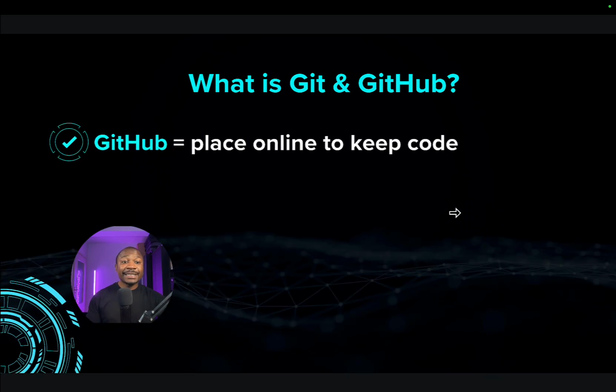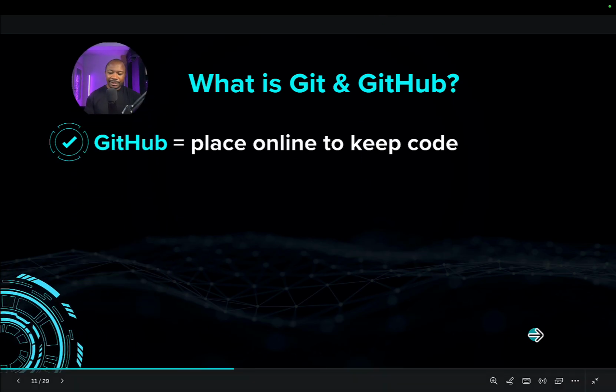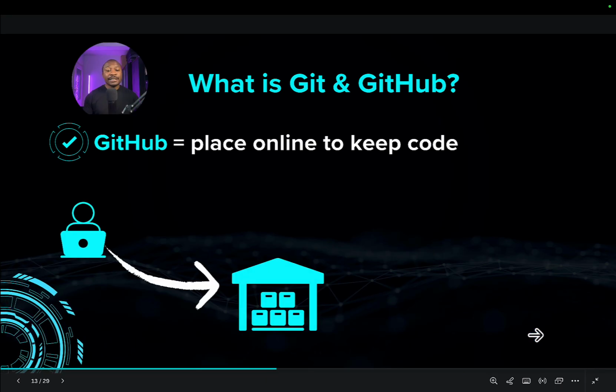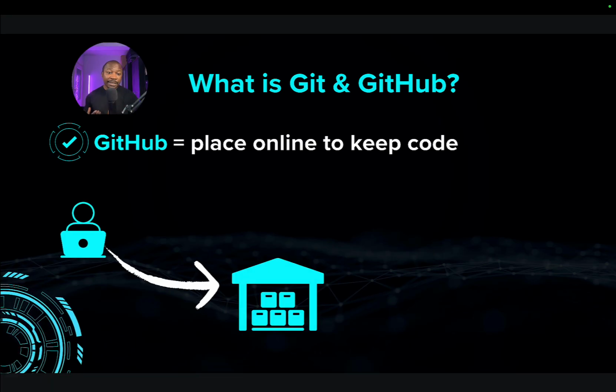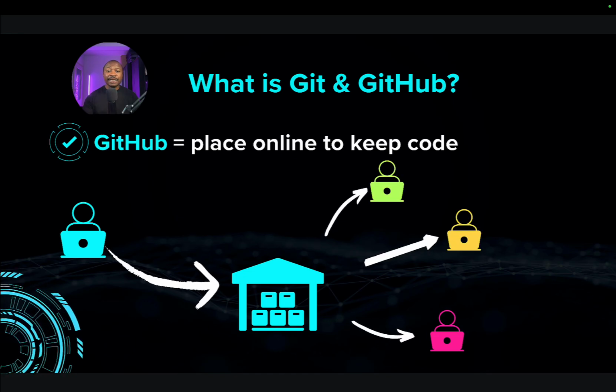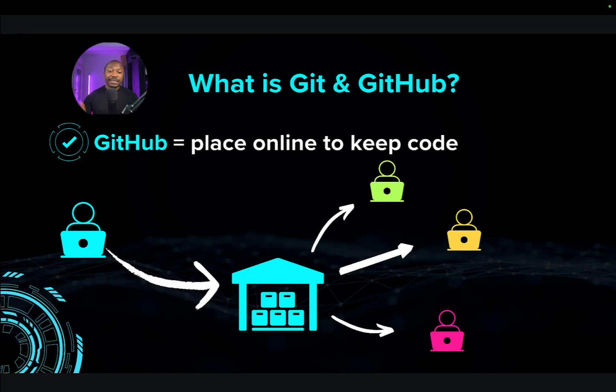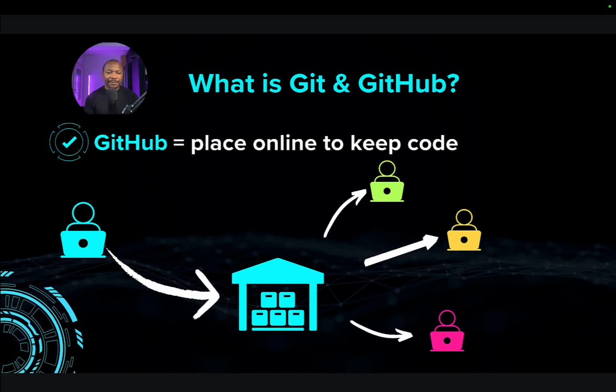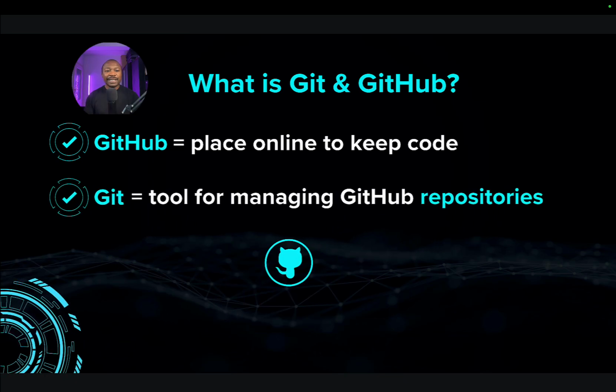Well, think of GitHub as a place where you keep your code. So most developers use GitHub to store their code and track changes to the code. Having a GitHub account helps you to be able to share these repositories and coding files with other developers. Git, on the other hand, is a tool for managing GitHub repositories.